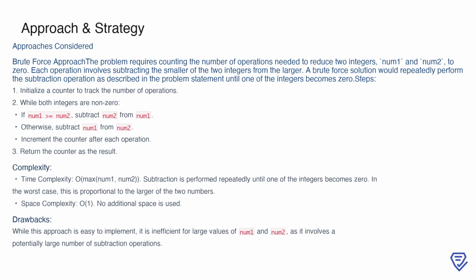This approach is straightforward, but it has drawbacks. The time complexity is proportional to the larger of the two numbers, or O(max(number 1, number 2)), because we perform repeated subtractions until 0 is reached. The space complexity is O(1), as no additional storage is used. However, the main limitation of this method is its inefficiency for large values of number 1 and number 2, as it involves a significant number of subtraction operations, which makes it computationally expensive.